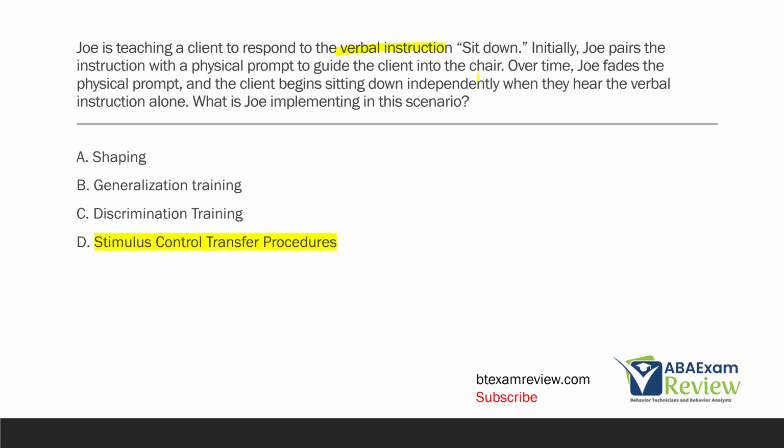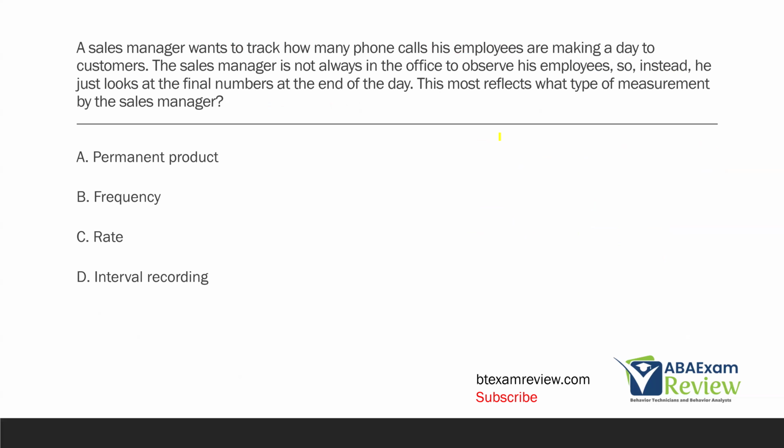Sales manager wants to track how many phone calls his employees are making a day to customers. Sales manager is not always in the office to observe his employees. So instead, he just looks at the final numbers at the end of the day. This most reflects what type of measurement by the sales manager? Let's be careful here, right? You have to use all the information given.